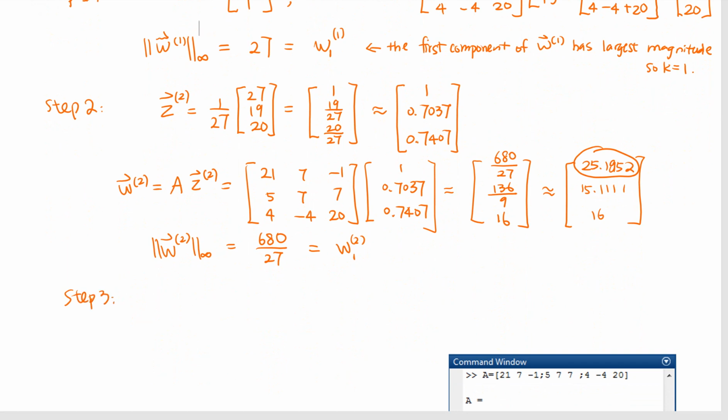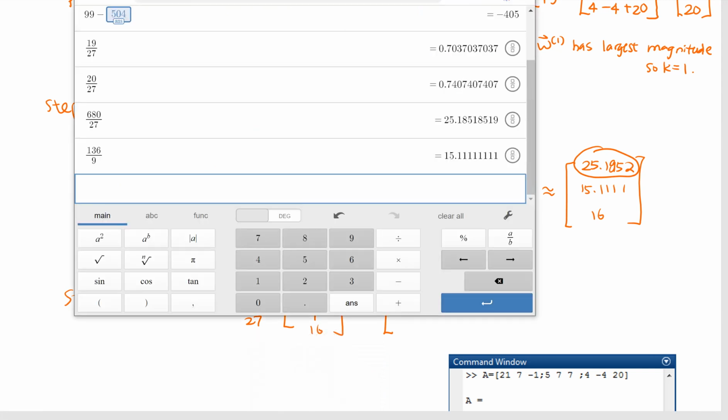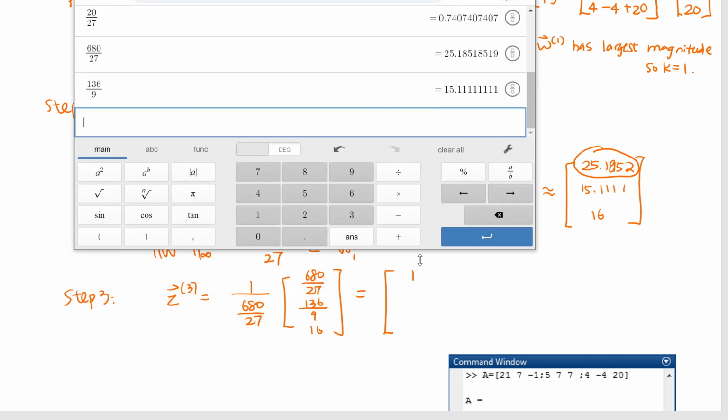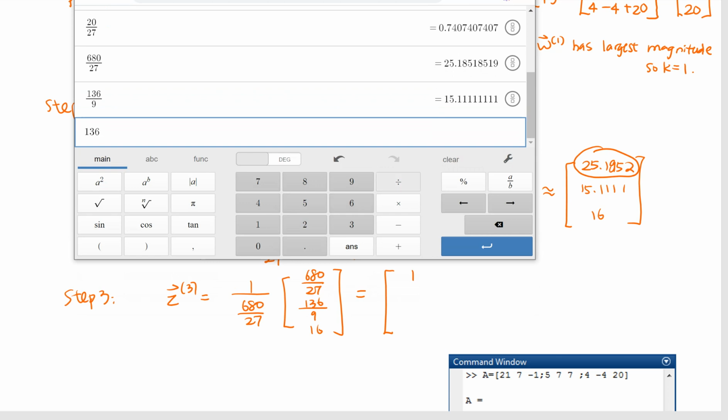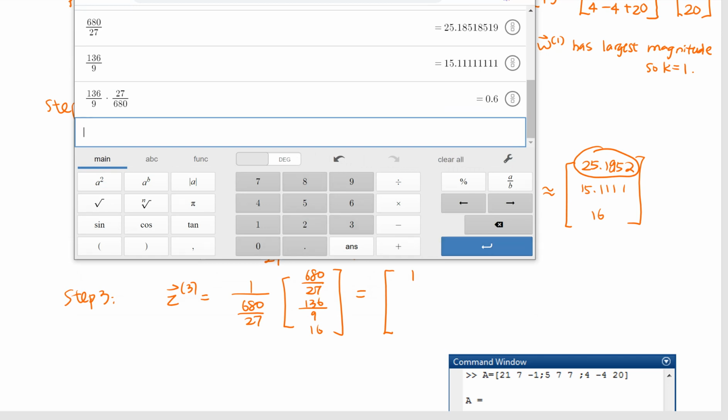So step 3. So Z3 is then 1 over 680 over 27 of 680 over 27. And then 136 over 9, 16. Okay, so this is the same as all the components multiplied by 27 over 680. So this is 1. And then the next one, we have 136 over 9, and then times 27, and then over 680. Oh, the answer is 0.6.